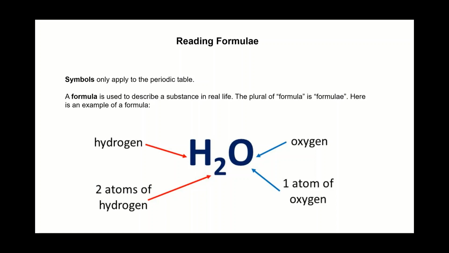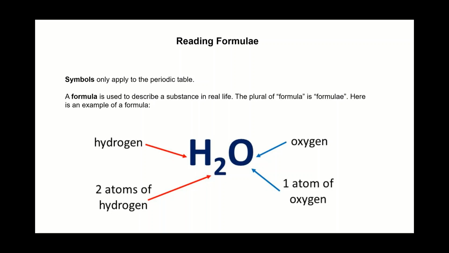In this part of the course, we're going to explore how to read chemical formulae. It's important to be aware that symbols only apply to the periodic table. We've looked at that in one of the previous sections. A formula is used to describe a substance in real life. The plural of formula is formulae. Notice the difference in spelling.